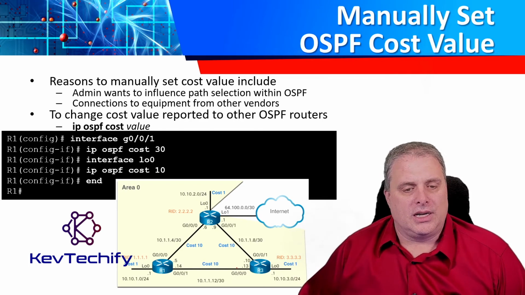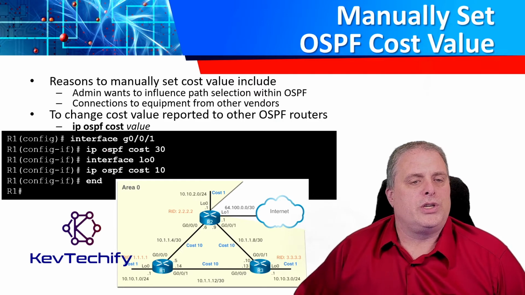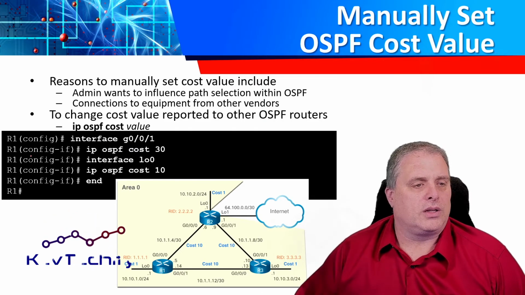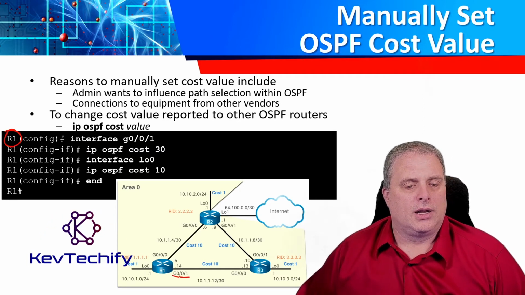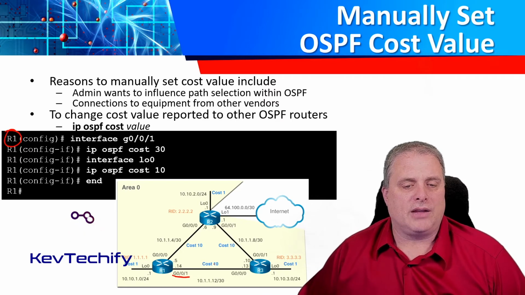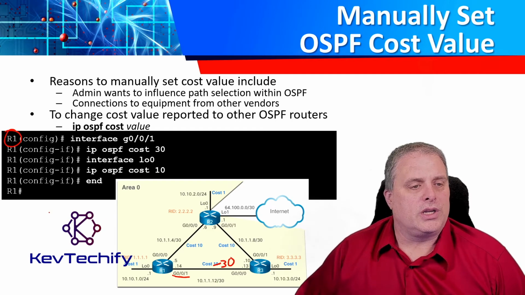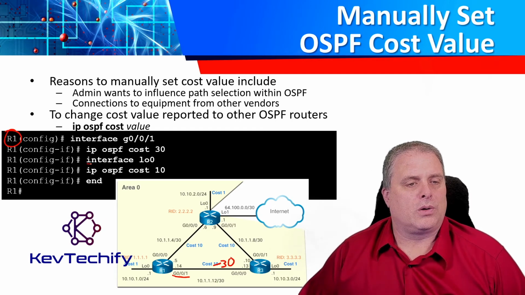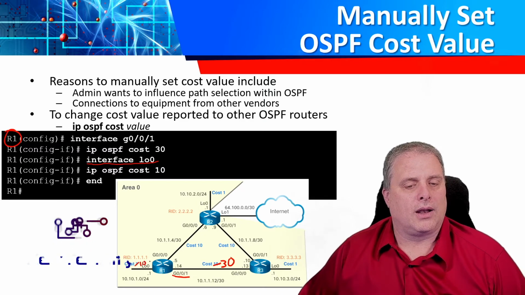And what happens here, if we look at our diagram, is we're going to increase that cost on R1. That's where we're at, on R1. We're going to go into interface gig 0/0. That is the connection between R1 and R3. We're going to increase that IP OSPF cost. We're going to take it from 10 and increase it to 30. We're going to go into interface loopback 0, and we're going to increase that cost from 1 to 10.